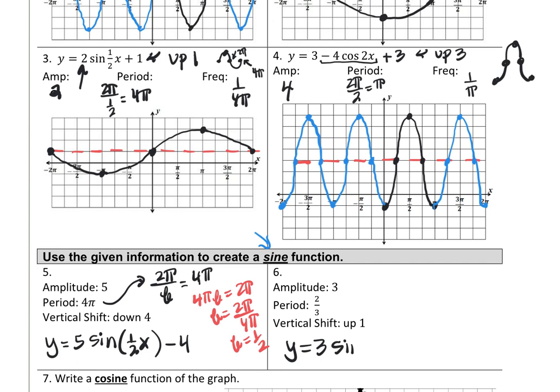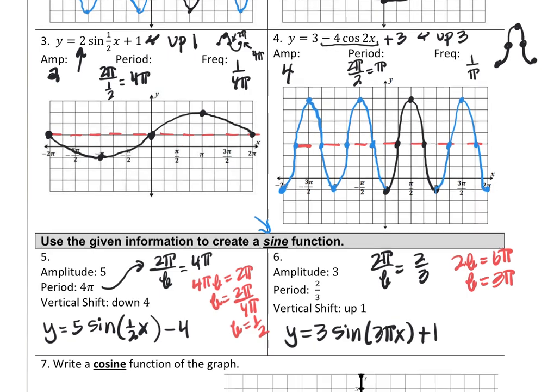All right, so the second one here, we have amplitude of 3, so y equal 3. And of course, we know it's sine because they told us. Period is 2/3. Alrighty, let's see. So that means 2 pi over b would have to equal 2/3. Okay, so we got this. I'm going to cross multiply and solve right here. That gives me 2b equal to 6 pi. Divide by 2, and I get 3 pi. Alrighty, so that means this is going to be 3 pi x, or theta, if you want to put that. And then vertical shift up 1, so plus 1.